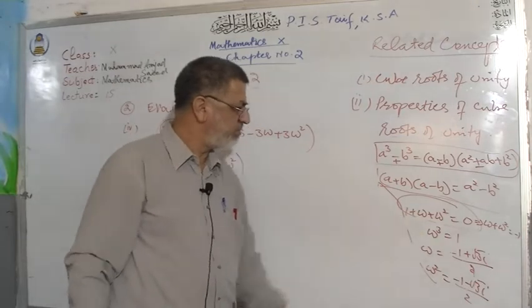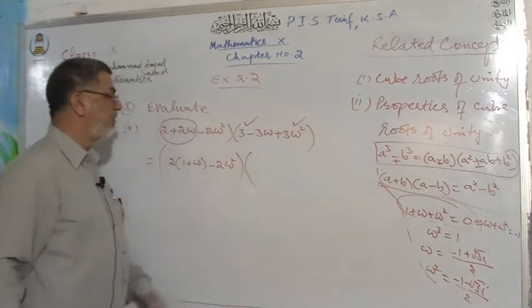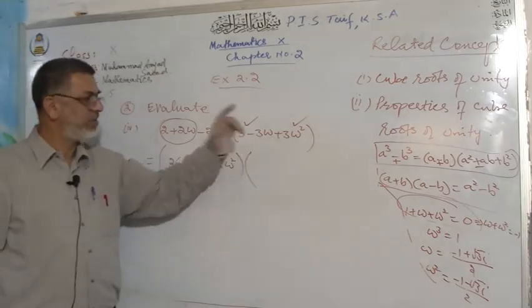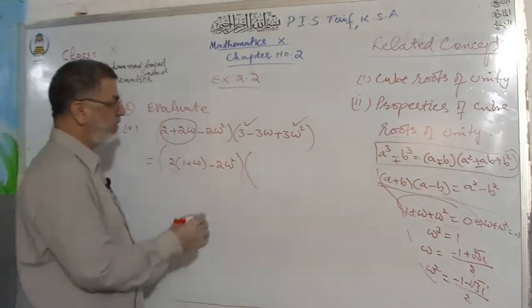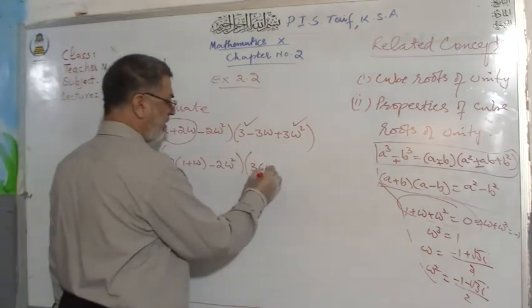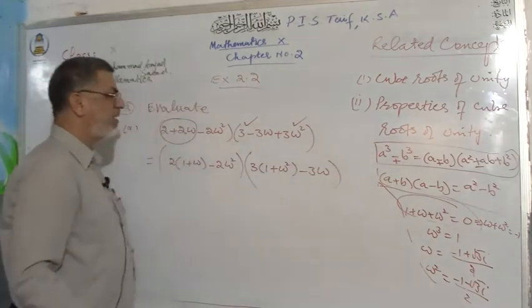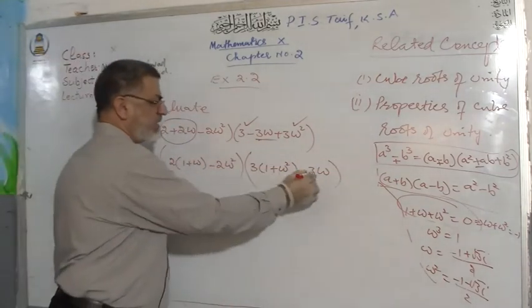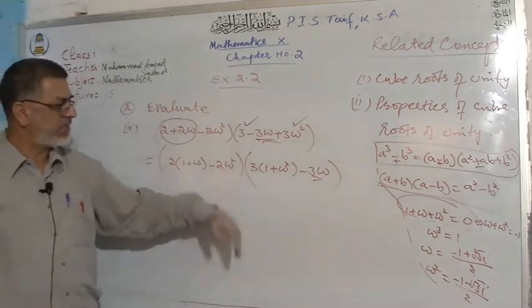Similarly, from first and third, you will take 3 common. 3 into 1 plus omega square minus 3 omega. Remember that this term is written at the end. I have taken 3 common because there is a positive sign.